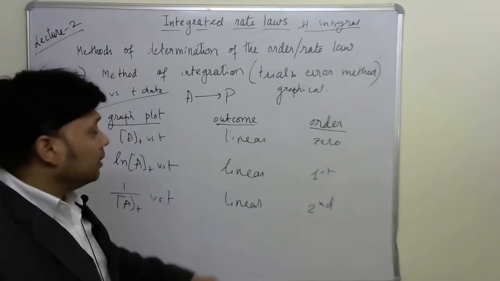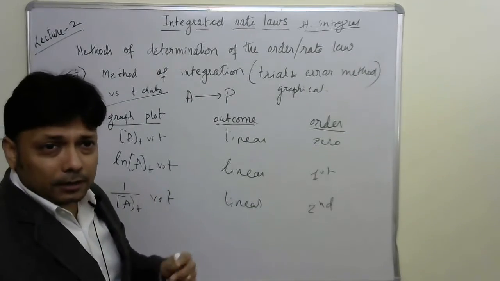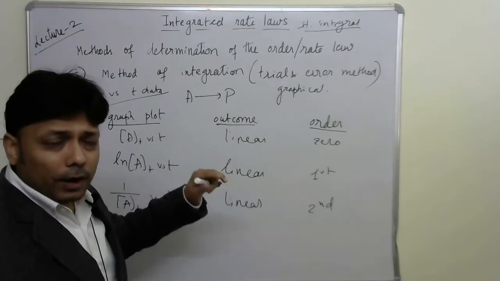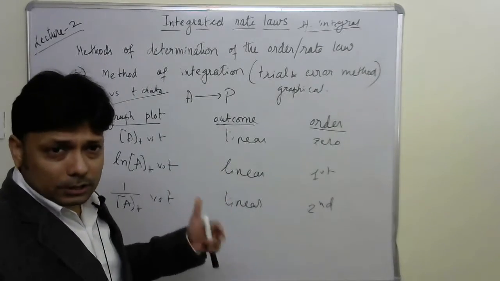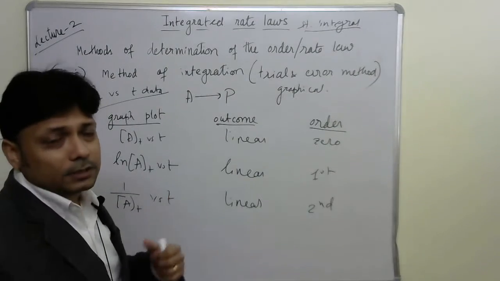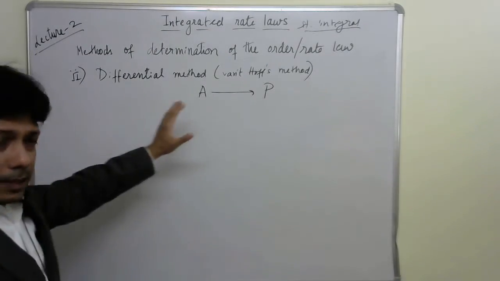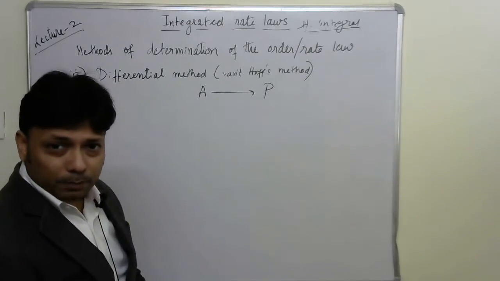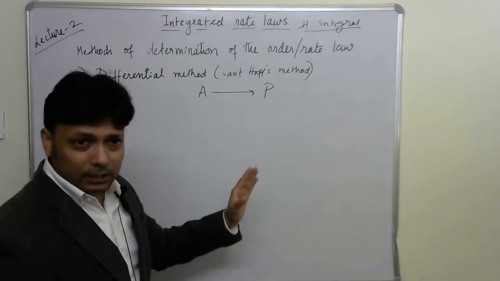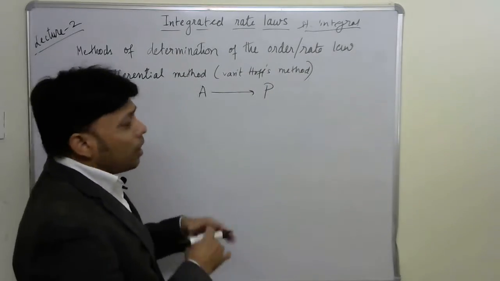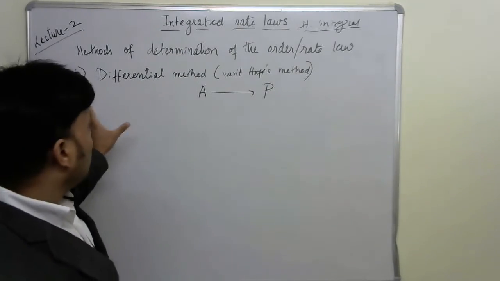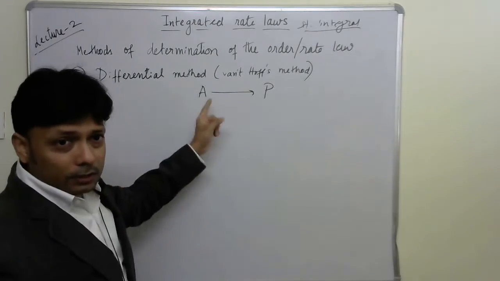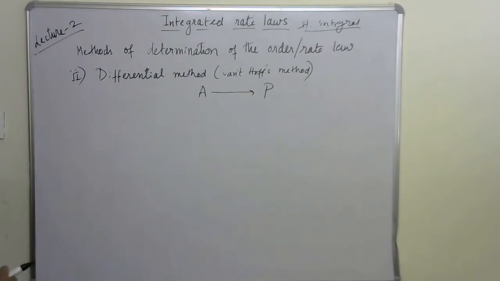So next we try to learn another method that gives us a general way to find out any type of n, be it 0, first, second, or fractional. So let's discuss the second method. It is called the differential method or Van 't Hoff's method. This method is practical, and a large number of chemical reactions are followed in terms of this differential method.